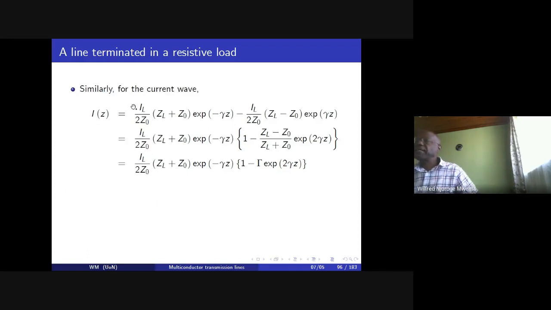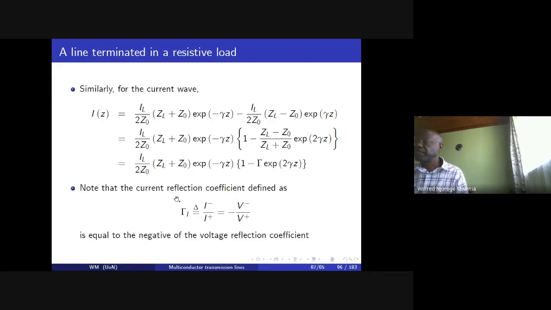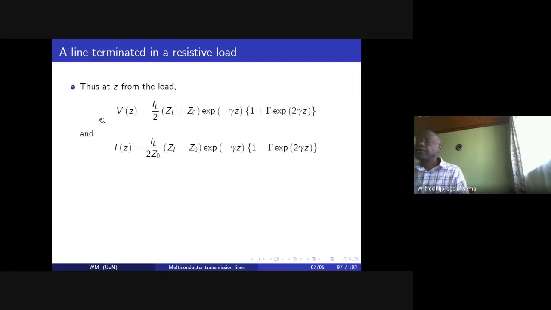Now, similarly, for the current wave we could also write it as shown, and we see that the expression is the same as 1 minus gamma exponent of twice gamma z, multiplying that value there. We note that the current reflection coefficient may be defined as I minus over I plus, which is the minus of V minus by V plus, that is, the negative of the voltage reflection coefficient. So at z from the load, we can write that Vz is given by that expression, and Iz is given by that expression.